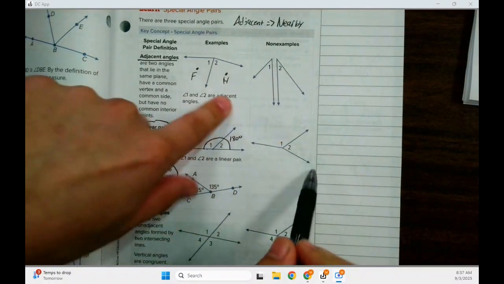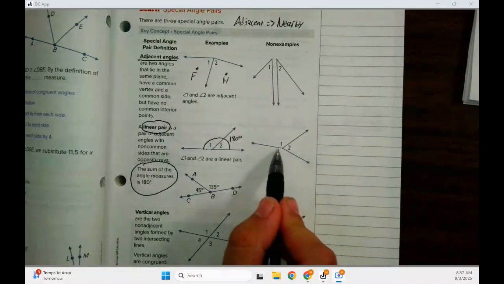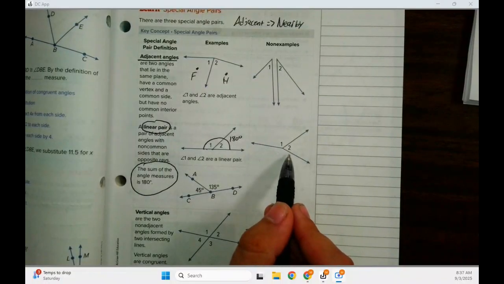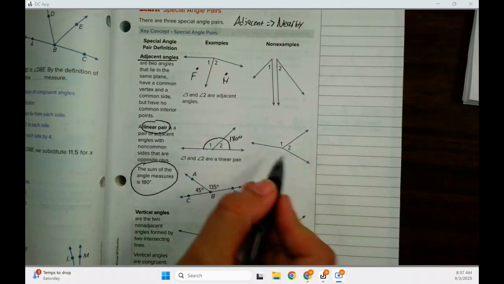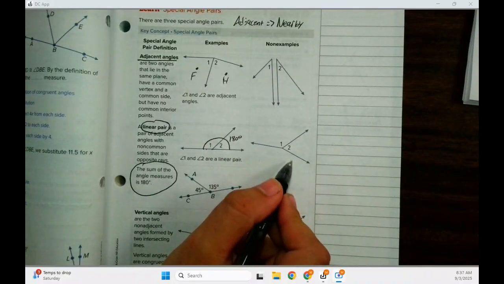So what questions do you guys have about linear pairs and how they work? They aren't a linear pair unless we have a pair of opposite rays. Okay, that's the important thing. If I look at this example here, yes, this is a pair of adjacent angles, but I don't have an opposite ray that I can leverage to make 180 degrees. Okay.